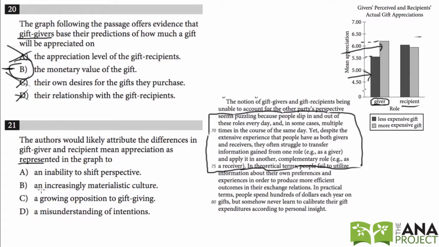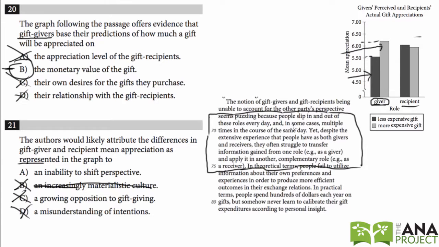Let's keep that. An increasing materialistic culture? I don't see anything there. Remember, it has to be in the passage in order for it to be right. A growing opposition to gift giving? It doesn't say anything about it growing. A misunderstanding of intentions? Nope.